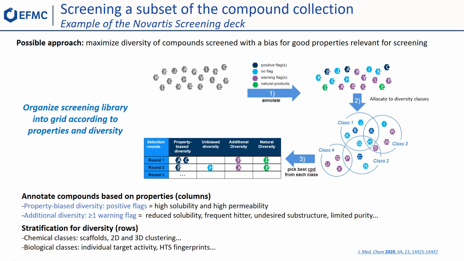If we look now at class 2, we're going to select compound C because it has the best properties among the compounds in this class. And then to cover class 4, we're going to select compound P because it also overlaps with class 2. And at each round, we're going to select the next best compound.